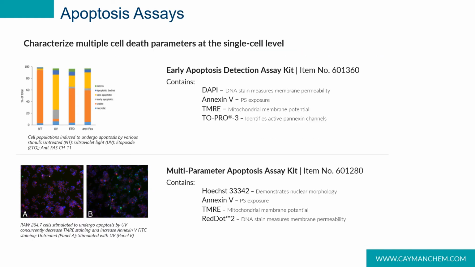The apoptosis assays that Cayman offers include the early apoptosis detection assay kit as well as the multi-parameter apoptosis assay kit. These multiplexed assays include multiple markers for various stages of apoptosis to allow for quantitative segmentation of total sample population into distinct phases at the single cell level.